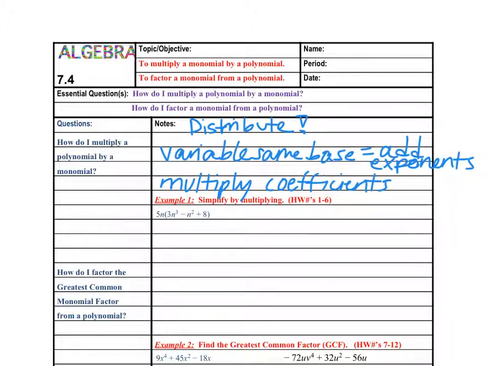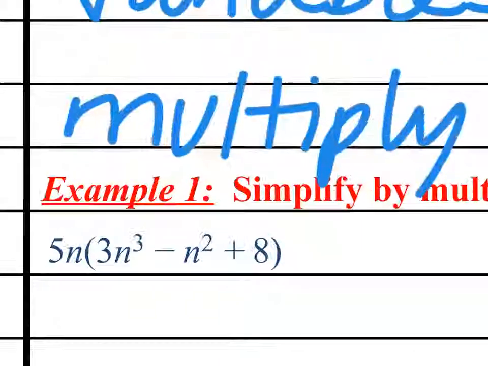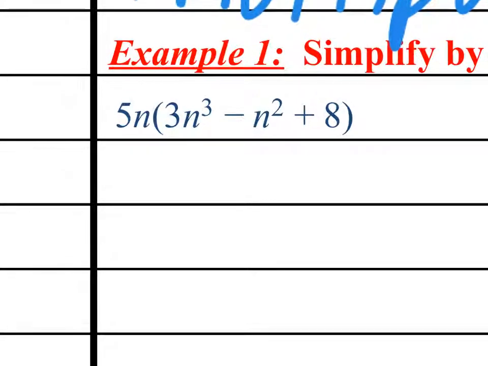Okay, we're going to do one example. I'll show you two ways to do it. You can choose which you prefer. If we're just distributing, then I'm multiplying 5n by all three terms. So 5n times 3n squared. Multiply the coefficients, the numbers in front. So 5 times 3 gives me 15.